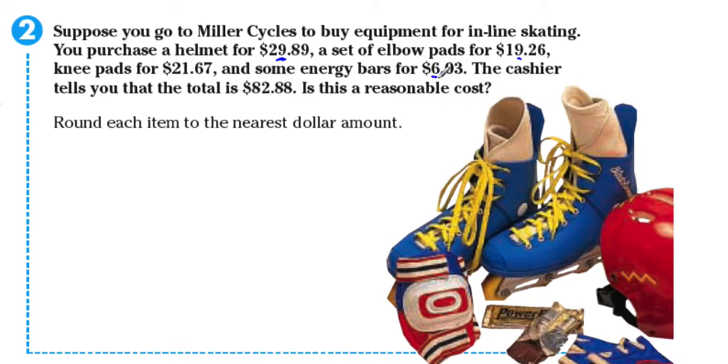So you notice they all share the ones place, okay? It can't be the tens place because $6.03 does not have a tens place. So we stay with the ones place, rounded to the nearest dollar. That is the greatest place value position, again, that they all share. Okay, so when we do that, we have the prices 29.89, 19.26, 21.67, and $6.03.